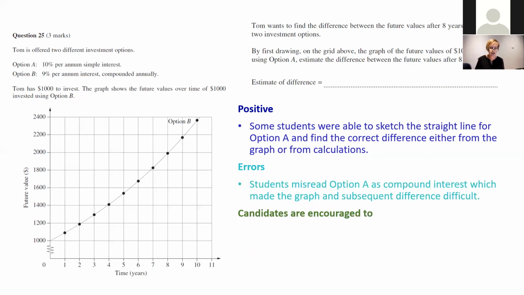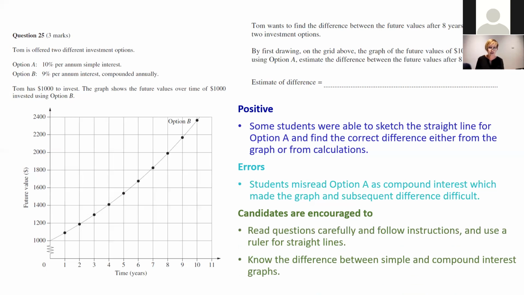Students misread option A as compound interest, which made the graph and subsequent difference very difficult. If you were looking at doing a compound version of option A, it's very hard to graph separately from option B. And we saw that a lot of students did manual calculations for that.